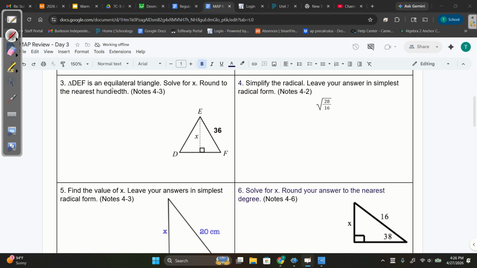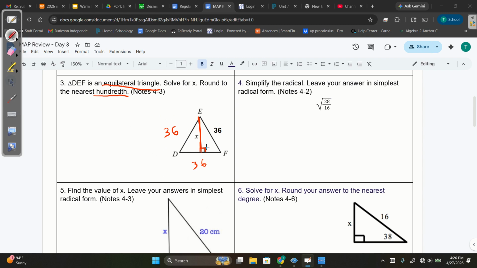3 says triangle DEF is an equilateral triangle. That's important. That means every side here is 36. Solve for x, which is the height of the triangle. Round your answer to the nearest hundredth. That means 2 decimal places. That also means we get to use a calculator here to find out what the answer is.